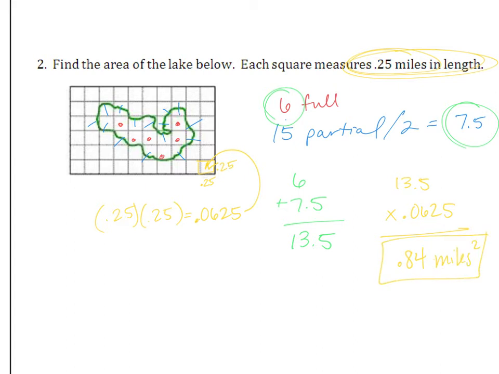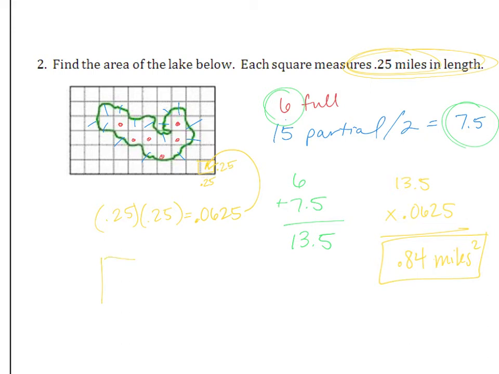So my question to you is, if this is a lake, would it be big enough to ski on? Could you water ski on this lake? Or could you tube on this lake? It's 0.84 square miles. So think about what that means.